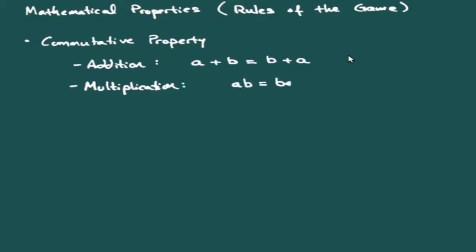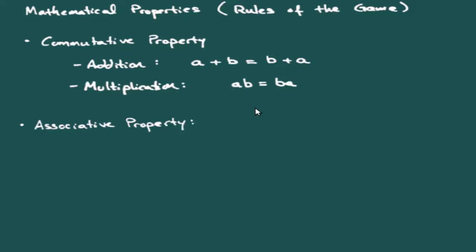We also have a commutative property for multiplication, which pretty much says the same thing. a times b is equal to b times a. 2 times 3 is going to give you 3 times 2. It doesn't really matter what order we do that multiplication in. So that's the commutative property.